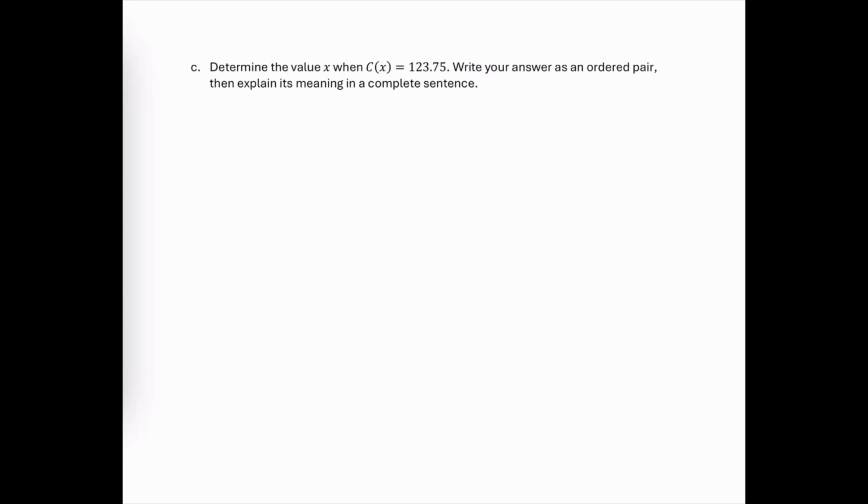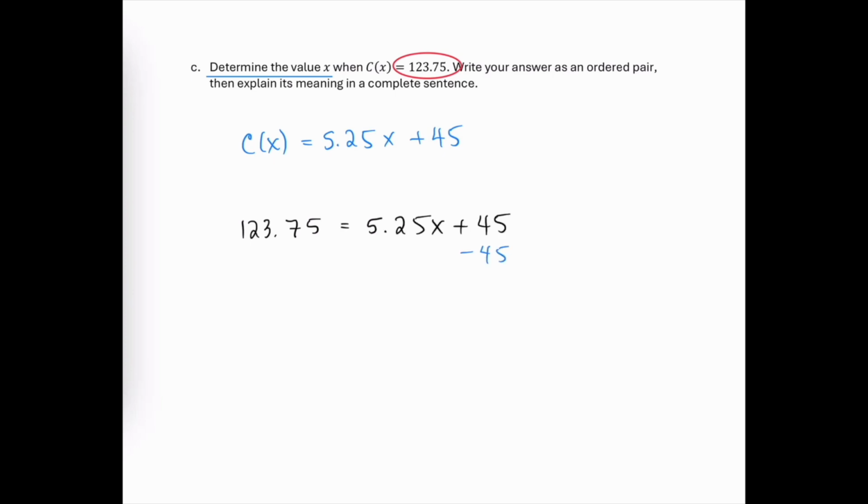Now for part C, we're asked to determine the value of x that will cause the cost to be $123.75. So we'll start by writing down what our cost function was. And this time we're given the cost, so we're going to plug $123.75 in for the output variable. And we're asked to find the value of x that makes that happen, so we're going to be solving for x here. And we'll begin by subtracting 45 from both sides, which yields 78.75 on the left.